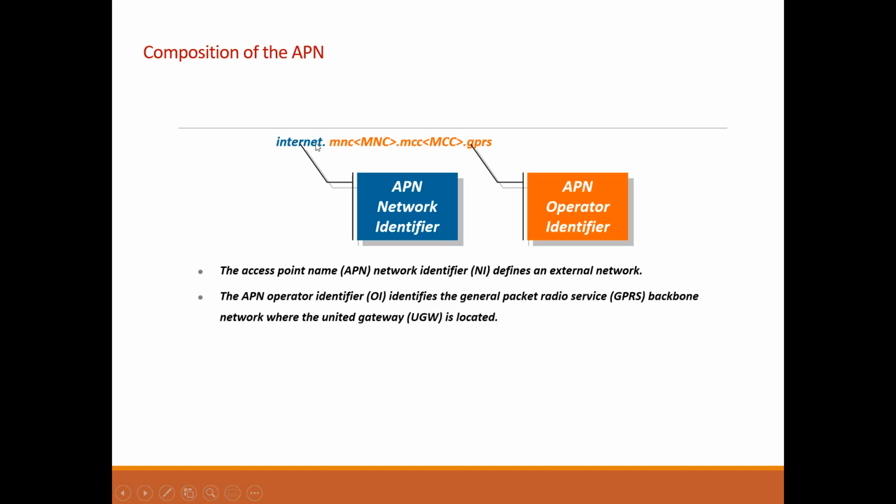So internet is the network identifier part, and operator identifier is your MNC, the mobile network code, the mobile country code .gprs. This is specifically for 2G, 3G, and for 4G, if you recall, it was .3GPP network dot EPC dot 3GPP network .org. So the main thing that we're concerned about is your APN network identifier.